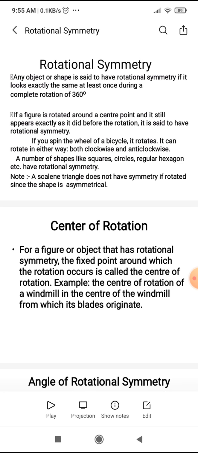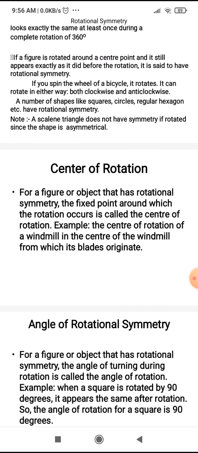Center of rotation. What is meant by center of rotation? For a figure or object that has rotational symmetry, the fixed point around which the rotation occurs is called the center of rotation. Now, look at the example. The center of rotation of a windmill is the center of the windmill from which its blades originate. Three blades will be there, from the center. So, what is the center of rotation? The center of the windmill from which its blades originate. So where the three blades originate, it is called what?